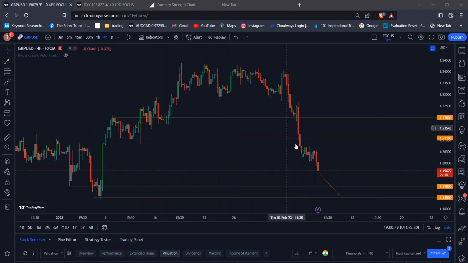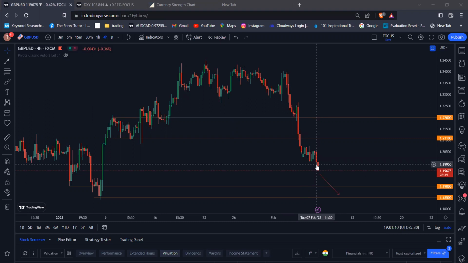If you look at the pound USD right now, after the surprising NFP data, the USD gained some momentum and pound USD broke the 1.21100 psychological level, and its bearish momentum continues because of the pound weakness.